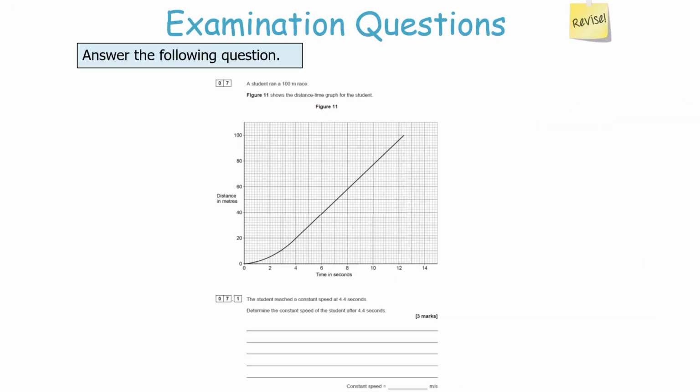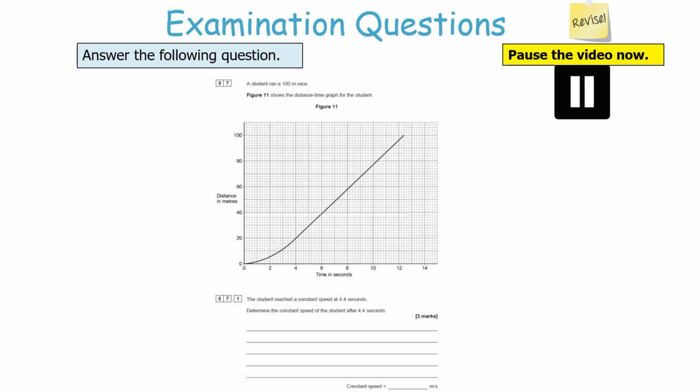So the first question says a student ran a 100-meter race. Figure 11 shows the distance time graph for the student. The student reaches a constant speed at 4.4 seconds. Determine the constant speed of the student after 4.4 seconds. So pause the video now, then unpause the video when you want to go through your answer.